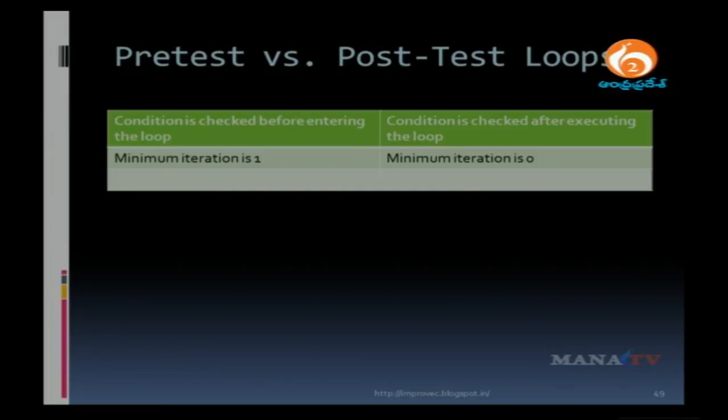In the pre-tested loop, the condition is checked before entering the loop. In the post-tested loop, the condition is checked after executing the loop. Here the minimum iteration is 1, because we can guarantee that at least one execution happens in the post-tested loop. But in the pre-tested loop, the minimum iteration is 0.